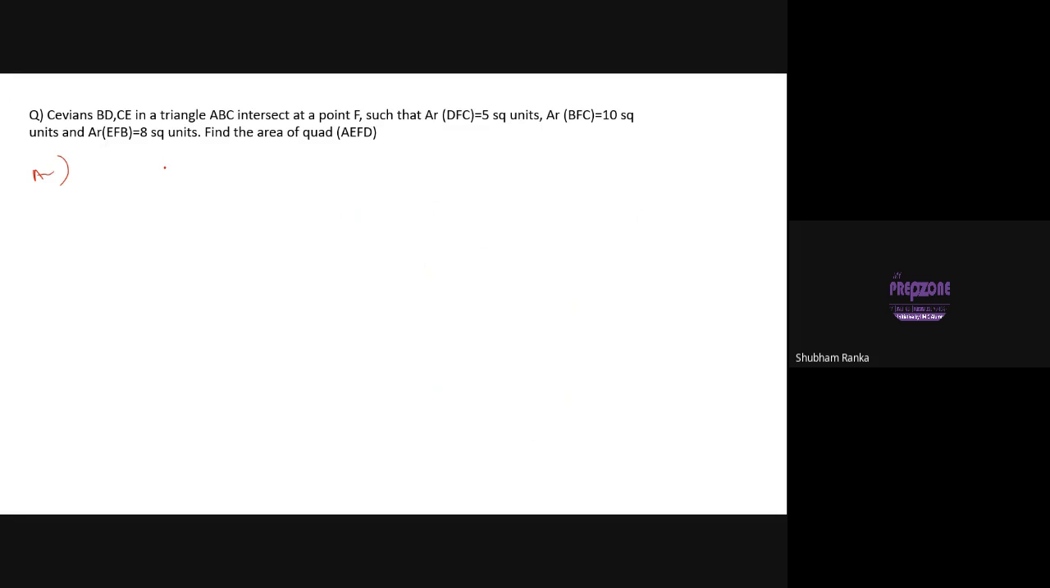Now, first of all, even before making the diagram, this question is all about areas, right? There's nothing given in terms of sides, angles, anything basically. Just areas are given. Intersect at a point F, area DFC is 5, area BFC is 10, EFB is 8. So this quadrilateral AEFD area has to be figured out, right?